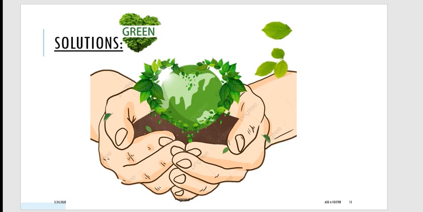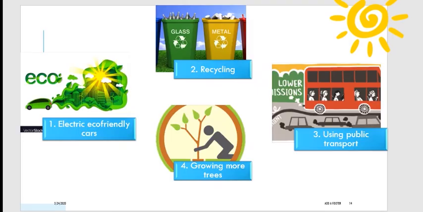What can we do? Solutions. What can we do to save our environment and therefore save ourselves and other living beings? Here are four of the most important, or most practical, solutions that we can implement to reduce pollution of the air, of water, of soil, etc. So, the first one is using eco-friendly cars.